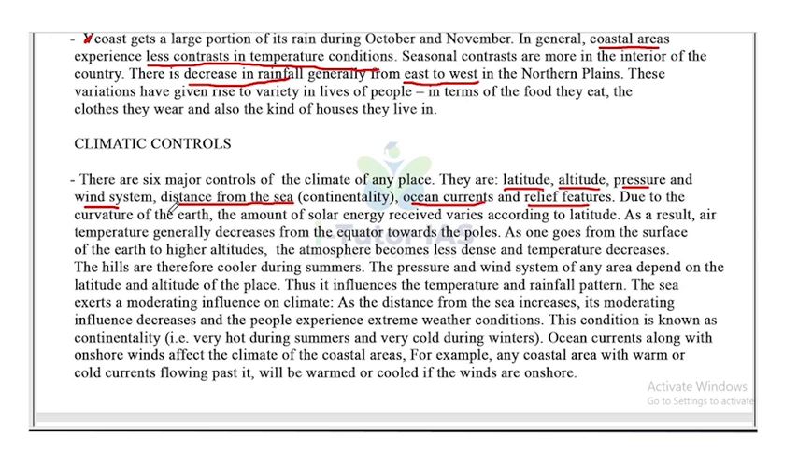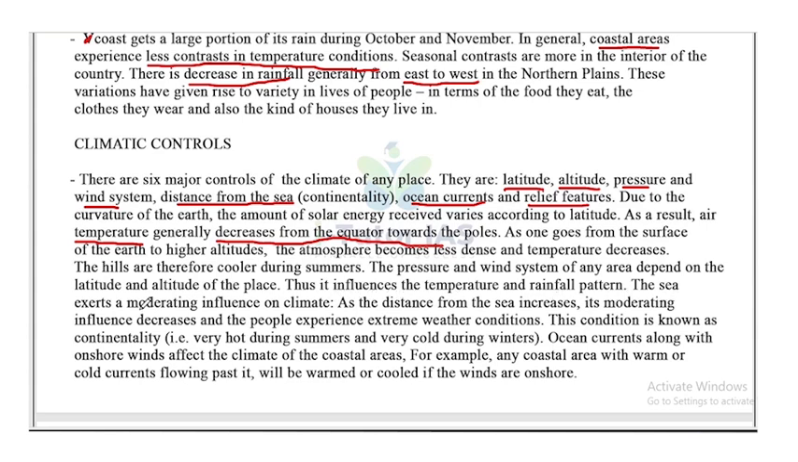Due to the curvature of the earth, the amount of solar energy received varies according to latitude. As a result, air temperature generally decreases from the equator towards the pole. As one goes from the surface of the earth to higher altitudes, the atmosphere becomes less dense and the temperature decreases. The hills are therefore cooler during the summers. The pressure and wind system of any area depend on the latitude and altitude of the place. Thus, it influences the temperature and rainfall pattern.